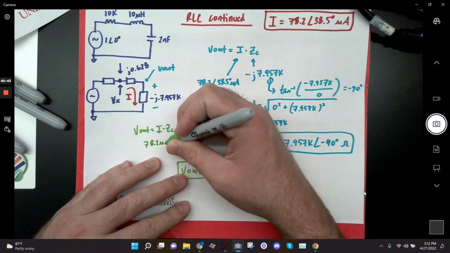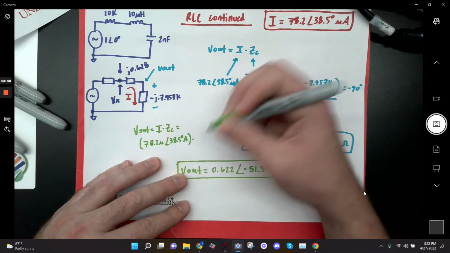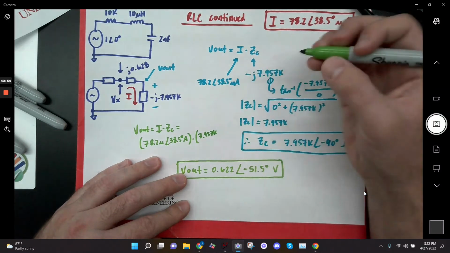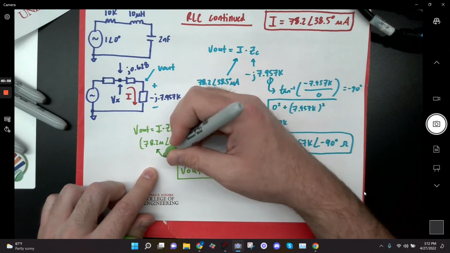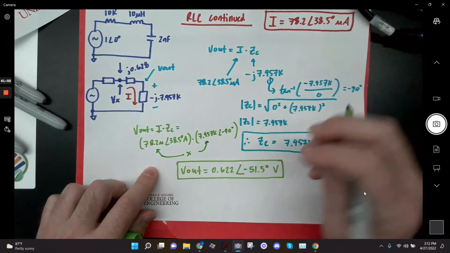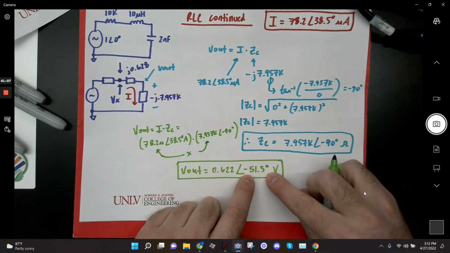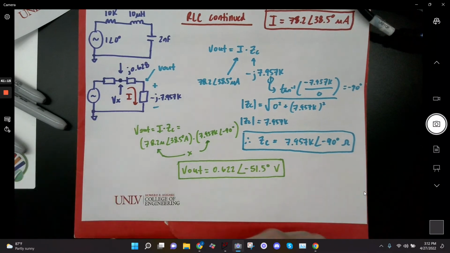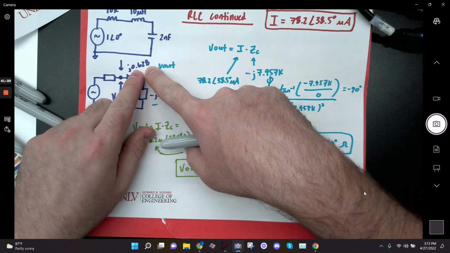78.2 micro, angle 38.5 degrees, times 7.957 K, angle minus 90. It's multiplying this times this. The magnitudes multiplied give me 0.622, and then the phases added give me negative 51.5. All right? I'm not going to do the one for Vx, but if I wanted to, I would just take minus J 7.957K, add this 0.628 to it, and I'd get a new value.